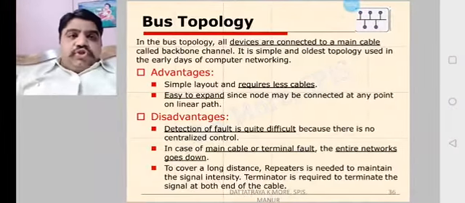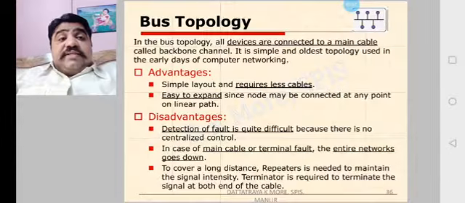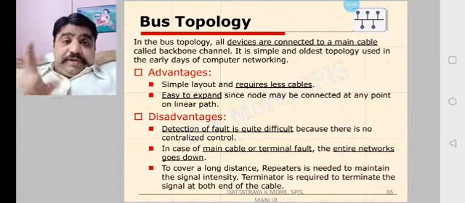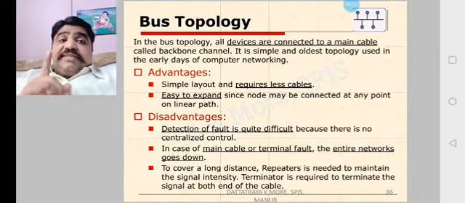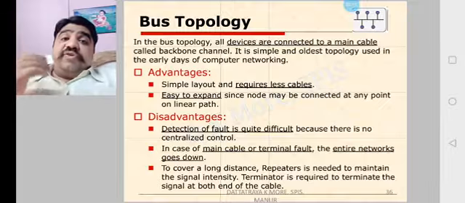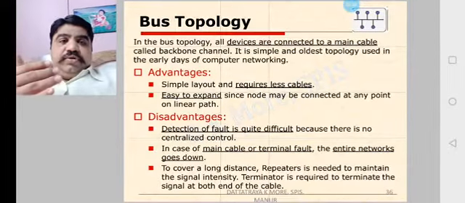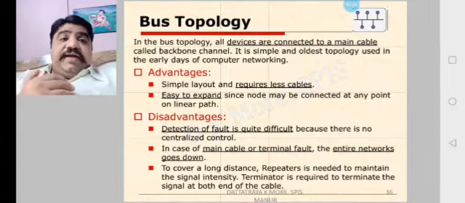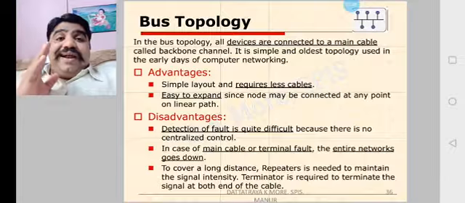Let's start with the first topology, that is bus topology. In the bus topology, all devices are connected to a main cable called the backbone channel. It is the simplest and oldest topology, used in the early days of computer networking. When computer networking was invented, this was the first topology through which the computers were attached.